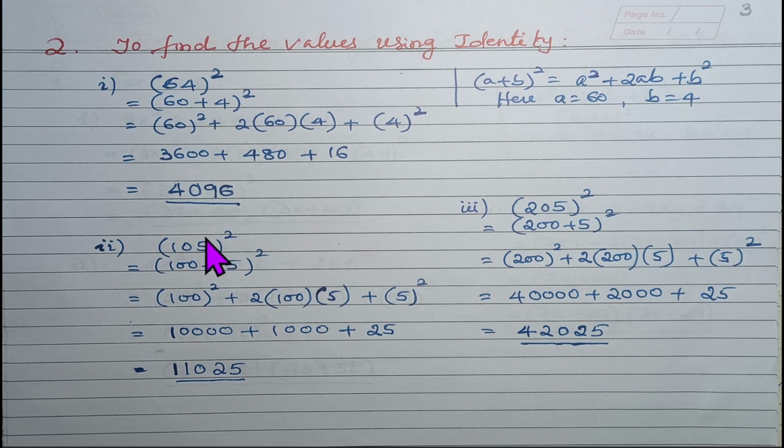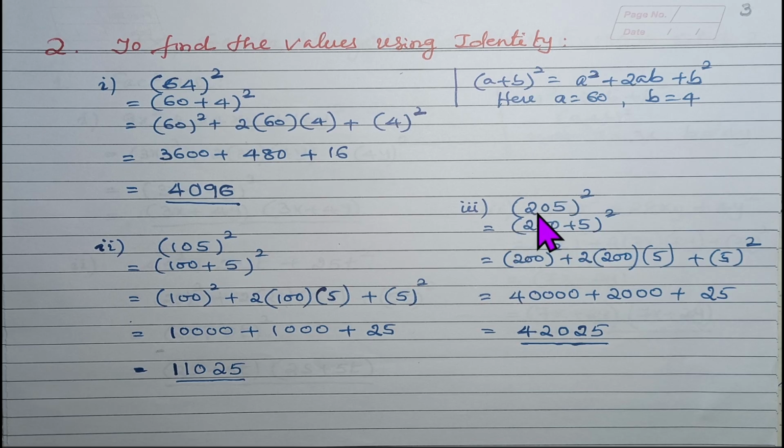Now the next example is 105 whole square. We can write 105 as (100 plus 5) whole square, and that means a square is 100 square here, then 2ab is 2 into 100 into 5, and b square is 5 square. So 100 square is 10,000, 2ab is 1000, and 5 square is 25. When we add, we get 11,025 as the answer of 105 whole square.